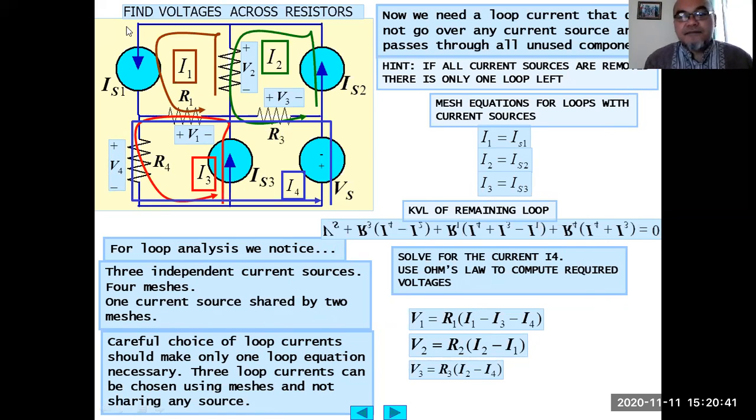Then V4 will be equal to R4 multiplied by (I4 plus I3). And from here, we can calculate each of the voltages across the resistors.